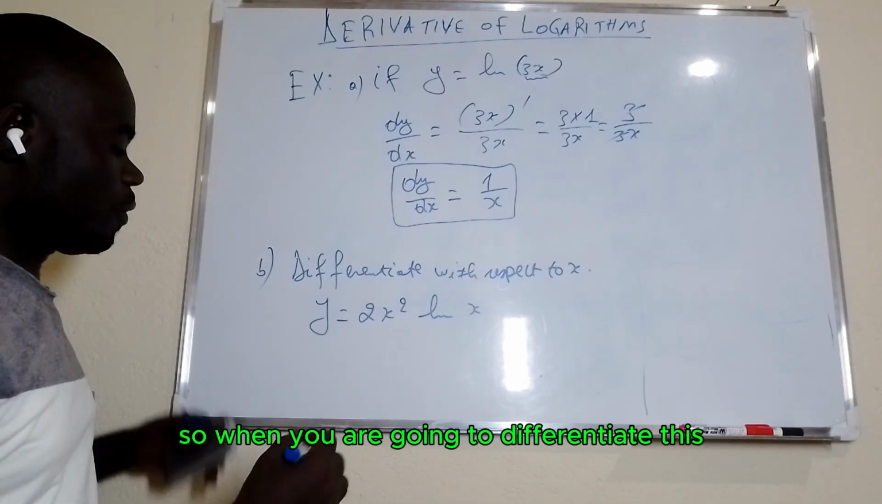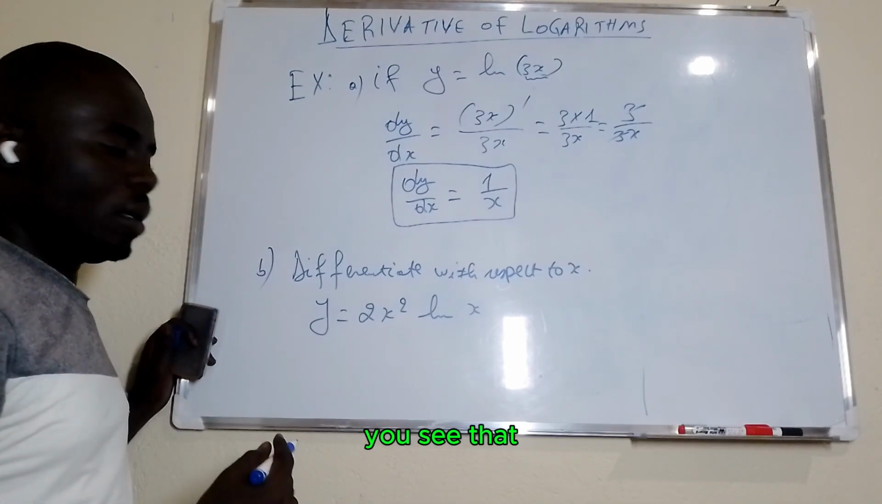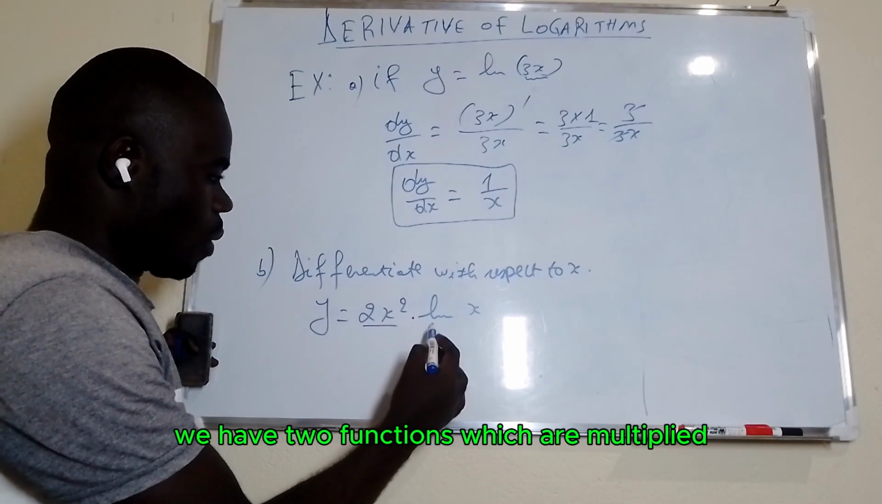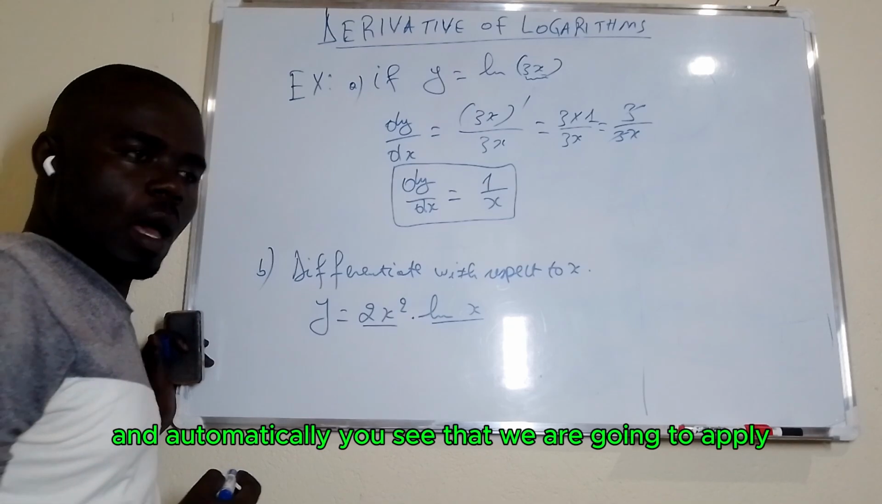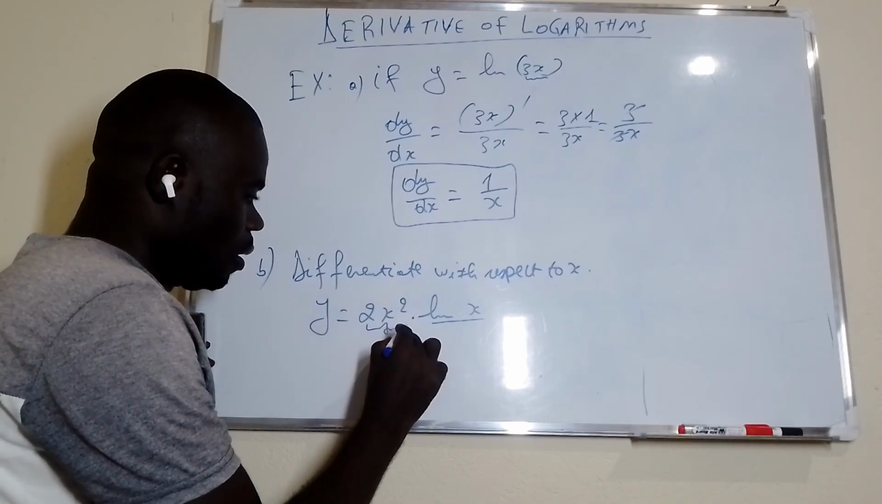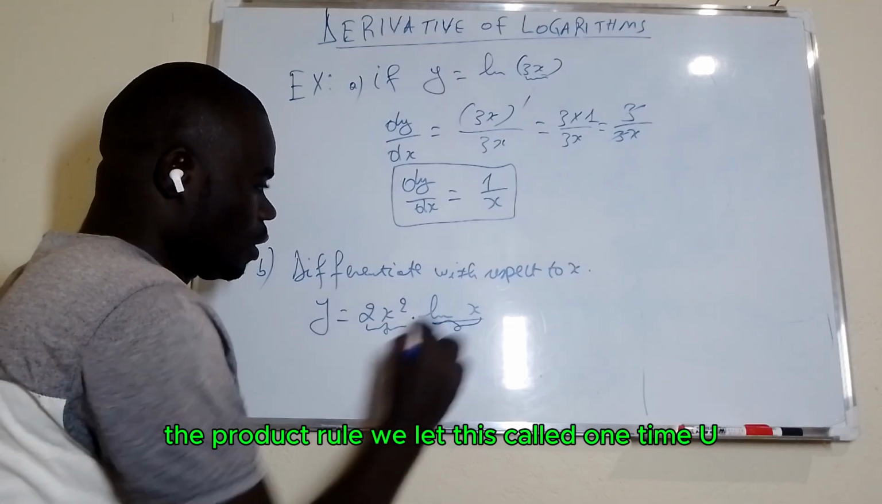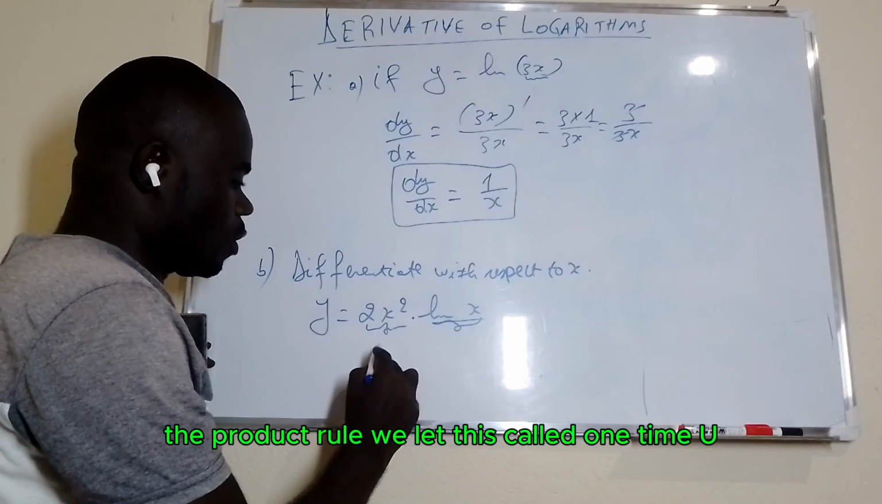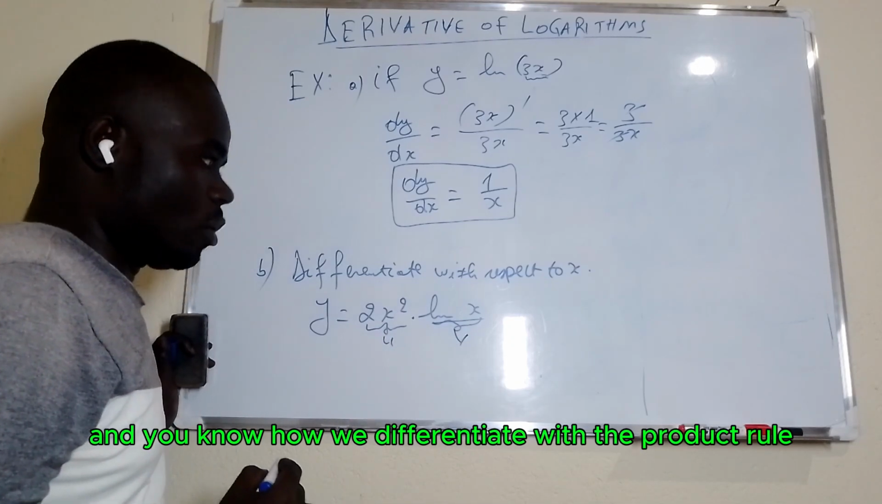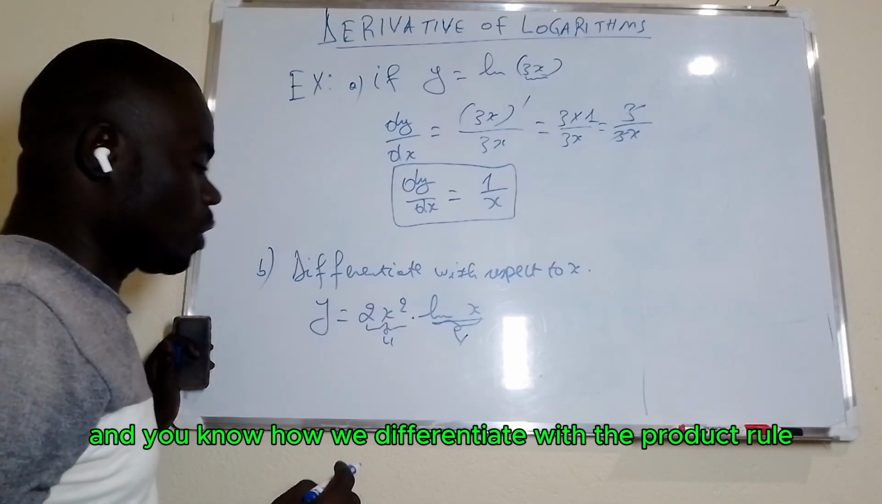So when we are going to differentiate this, you see that we have two functions which are multiplied. And automatically you see that we are going to apply the product rule. We let this called one term u, and this is called another term v. And you know how we differentiate with the product rule.